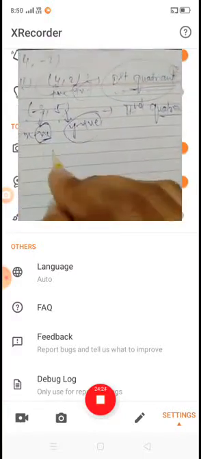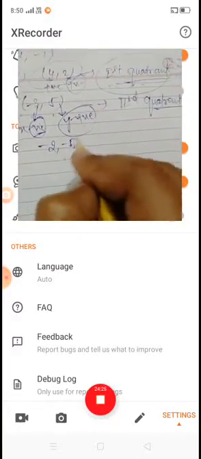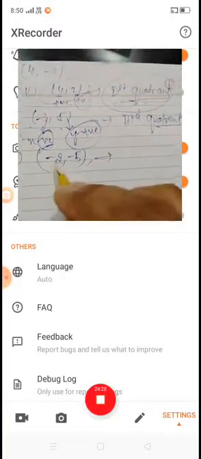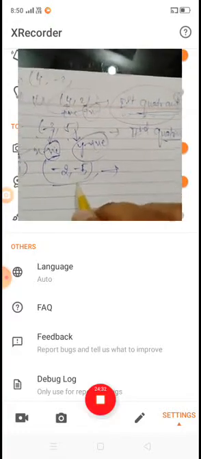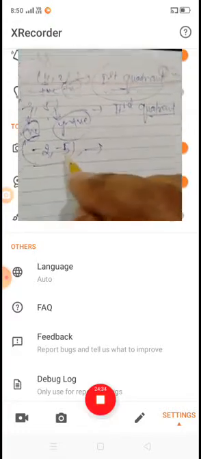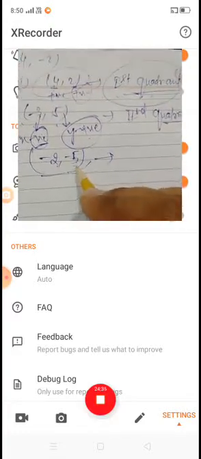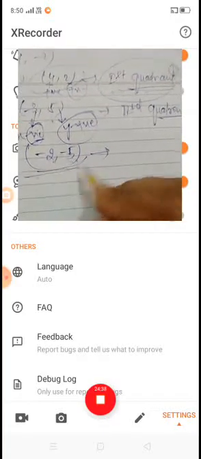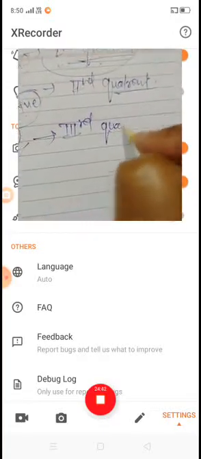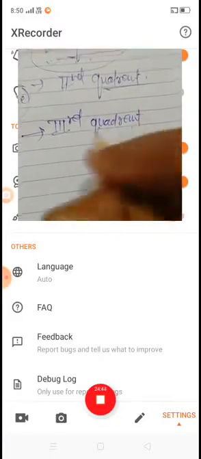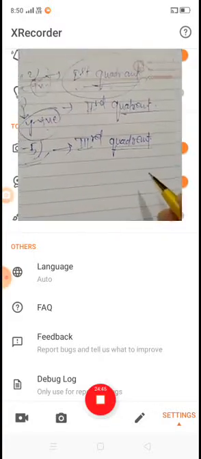Now we discuss the third point. Your third point is (-2, -5). Both the abscissa and ordinate are negative, and we know that both the abscissa and ordinate are negative in the third quadrant, so this point lies in the third quadrant.